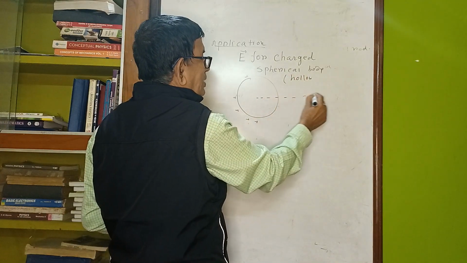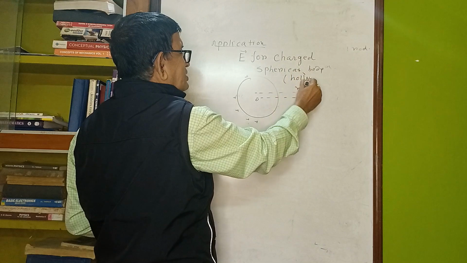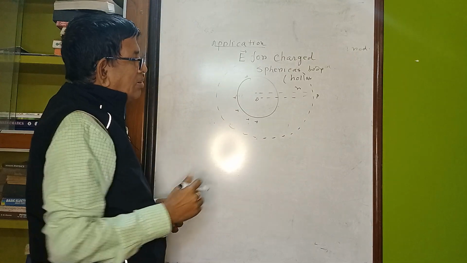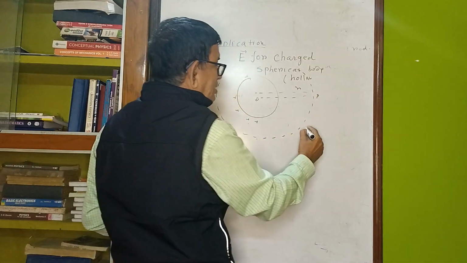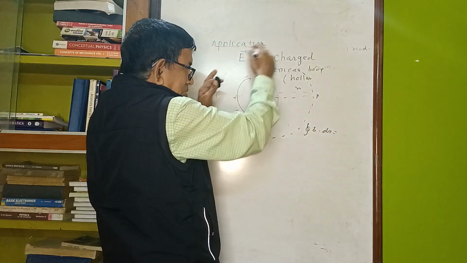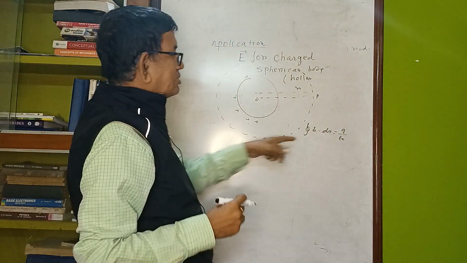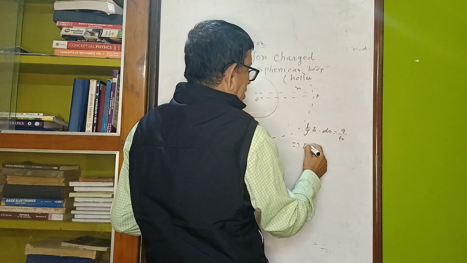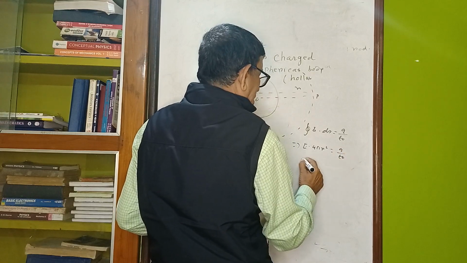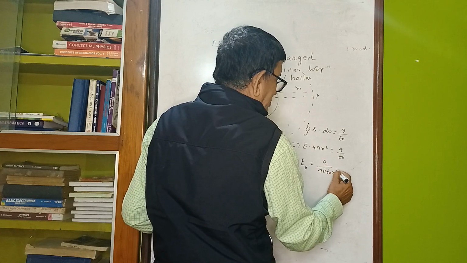Now if you consider the point P at a distance R, you draw a spherical Gaussian surface. Clear? Now you consider E dot ds. If you apply it, the total charge enclosed within the Gaussian surface is Q, divided by epsilon naught. Now the question is what is E? So E times the area 4 pi r squared equals Q by epsilon naught. So E at P equals Q by 4 pi epsilon naught R squared.